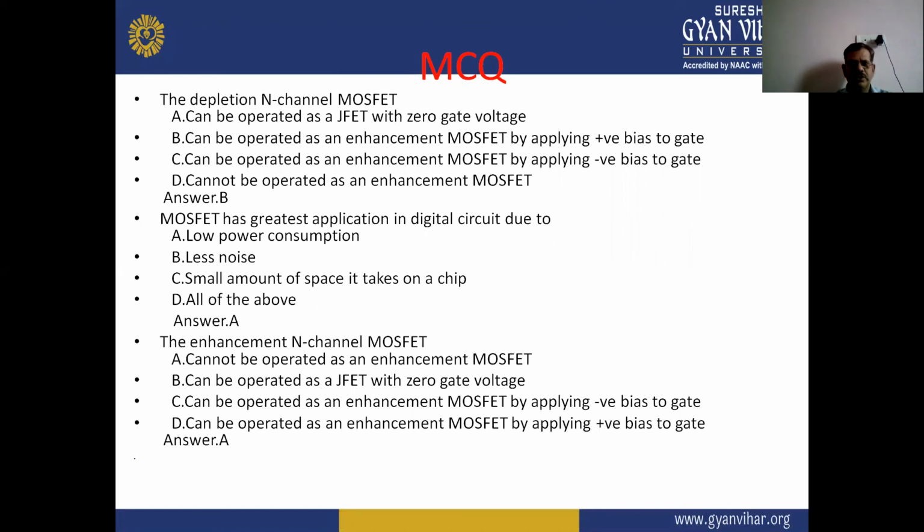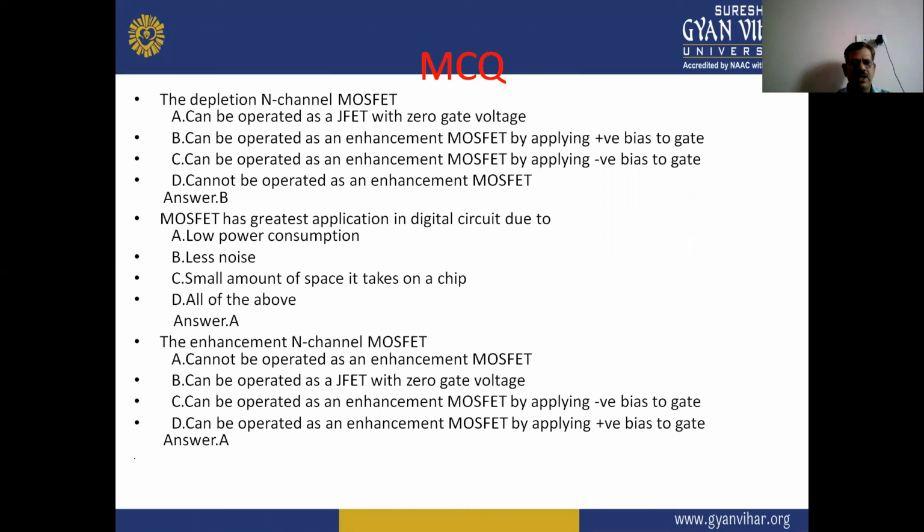There are some multiple choice questions here. Question first: the depletion n-channel MOSFET. Option A, can be operated as a JFET with zero gate voltage. Option B, can be operated as an enhancement MOSFET by applying positive bias to gate. Option C, can be operated as an enhancement MOSFET by applying negative bias to gate. Option D, cannot be operated as an enhancement MOSFET. So here the correct answer is option B. The depletion n-channel MOSFET can be operated as an enhancement MOSFET by applying positive bias to gate.